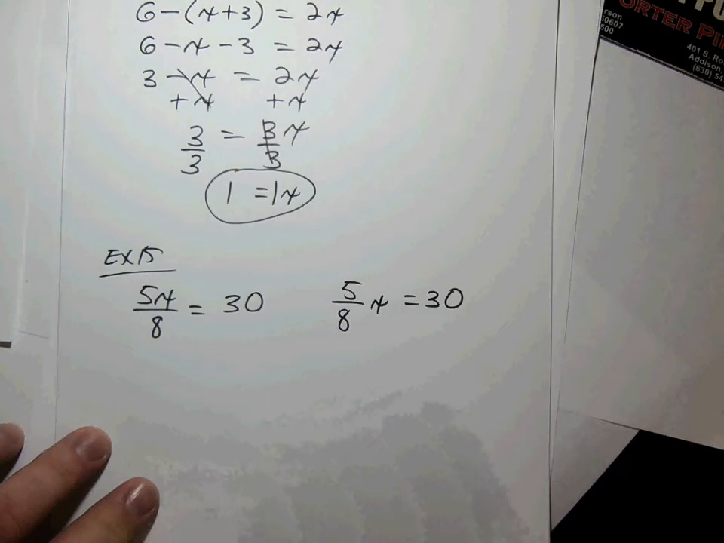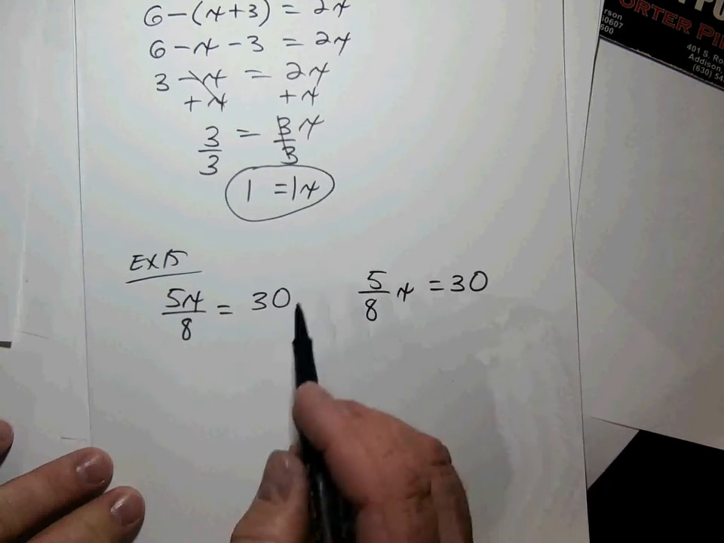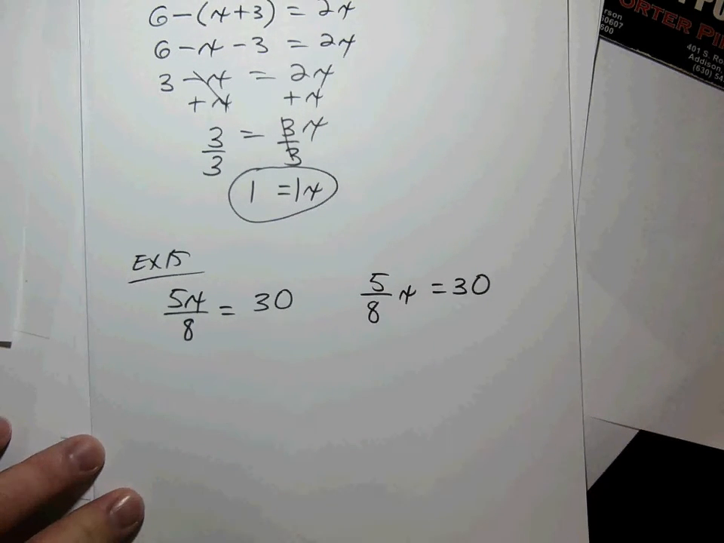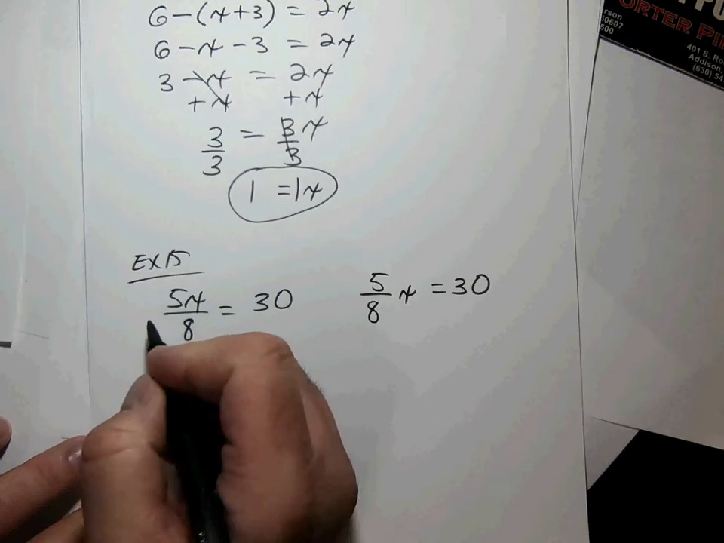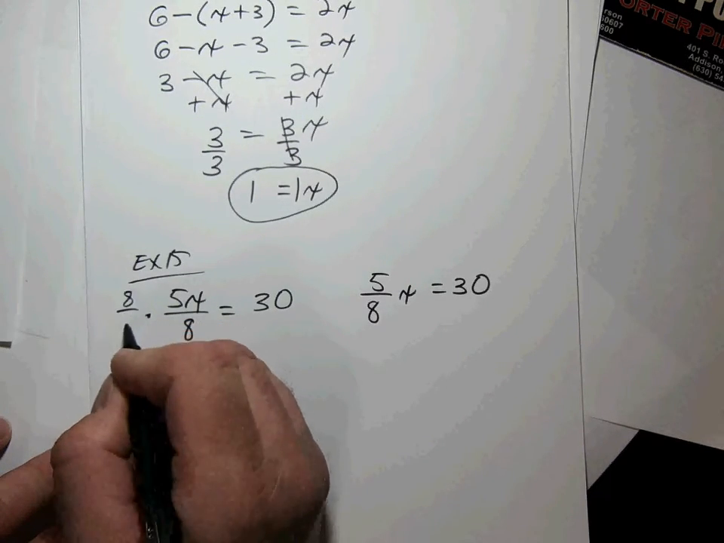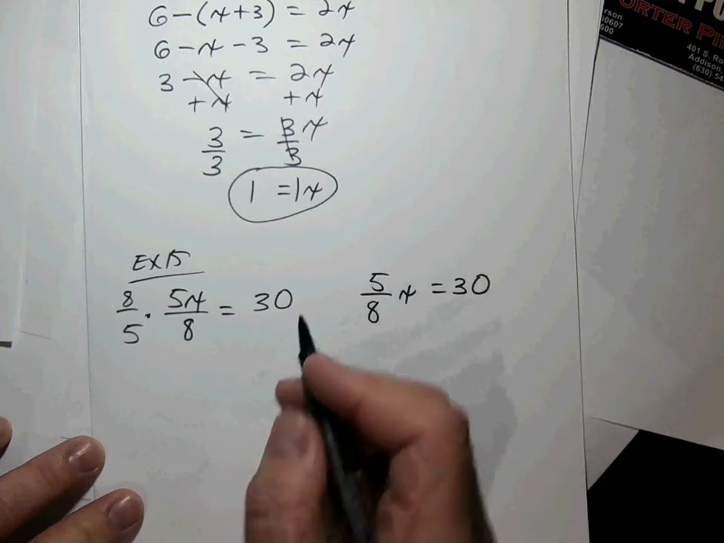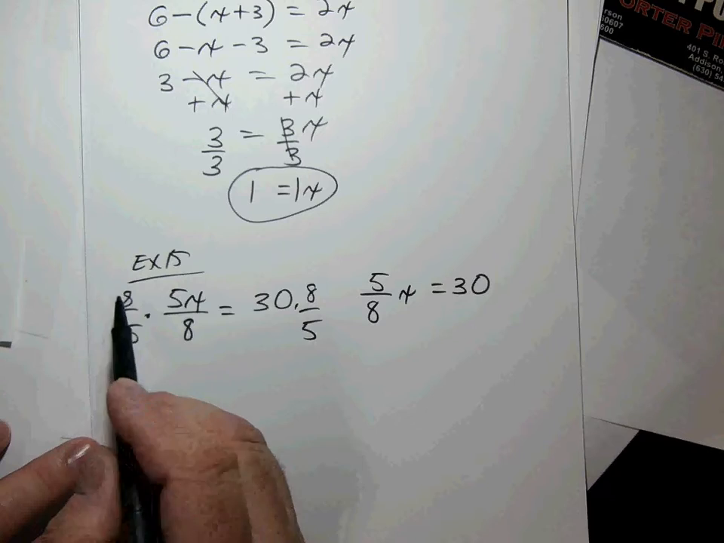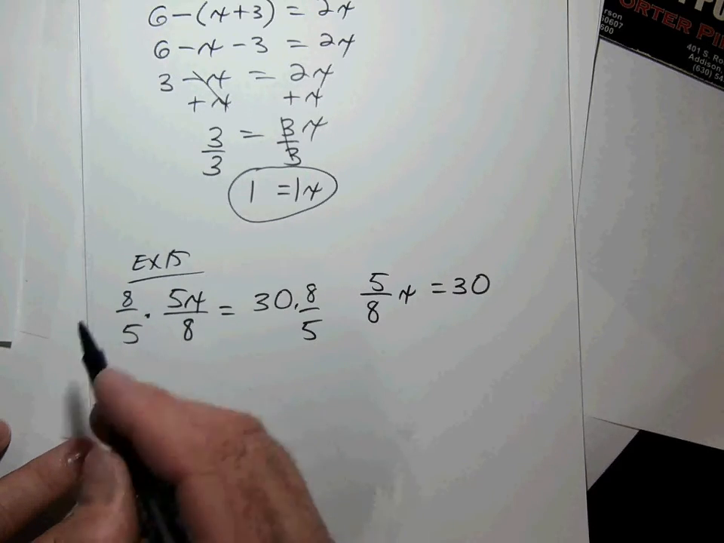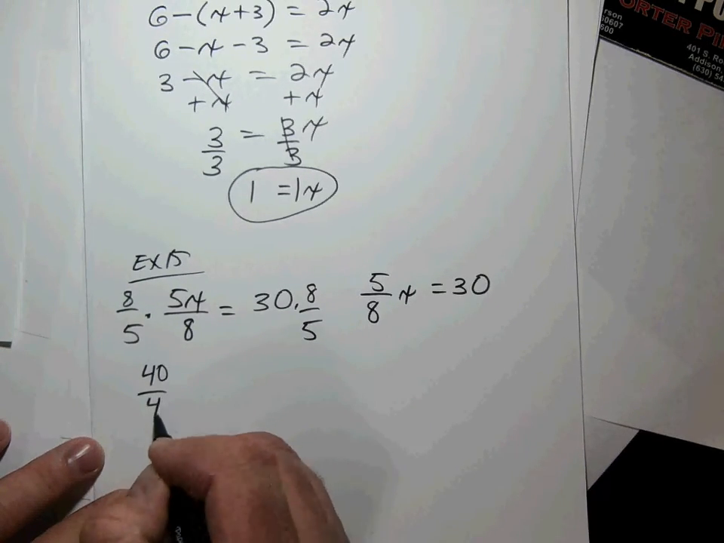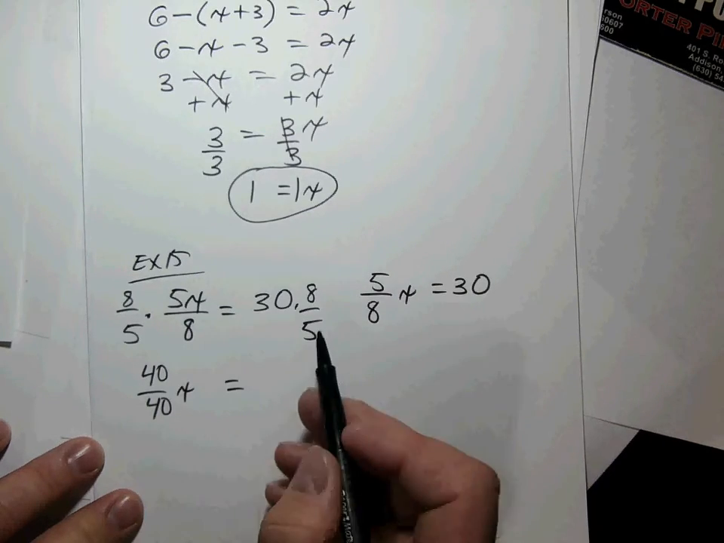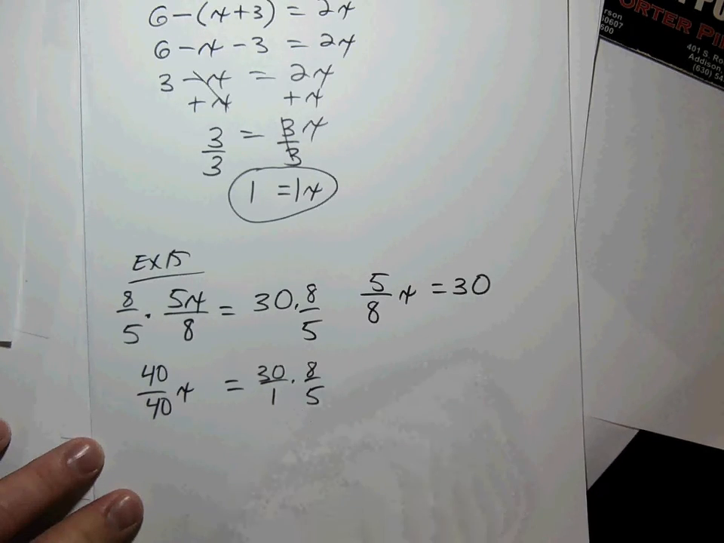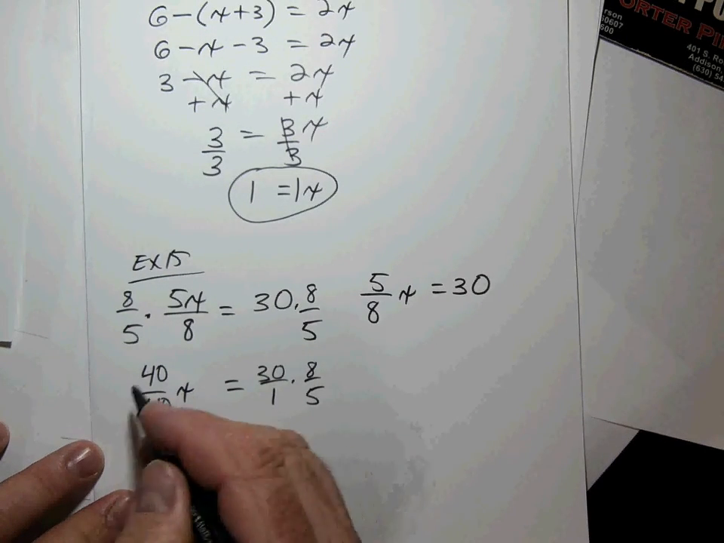Alright, so either way we think about it, in order to undo this problem, I've got 5/8 times x. I want to divide by 5/8, but we talked about this already. If we multiply by the reciprocal, 8/5 instead, it's a little bit cleaner looking. So both sides by 8/5. Well, what happens here? The 8's cancel, the 5's cancel, right? I mean, I'm really looking at a 40 divided by 40 times x. And over here, I'm really looking at a 30 over 1 times 8 over 5. All right? 40 over 40, that's just 1.